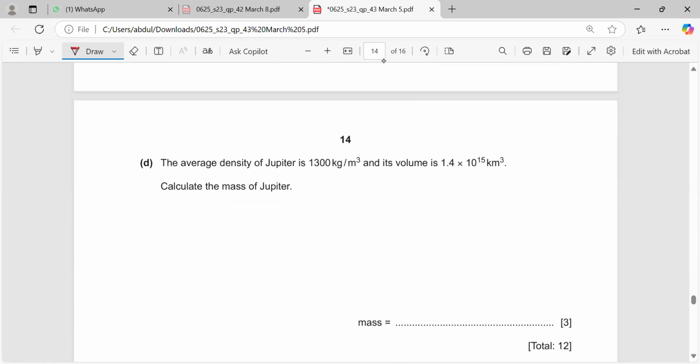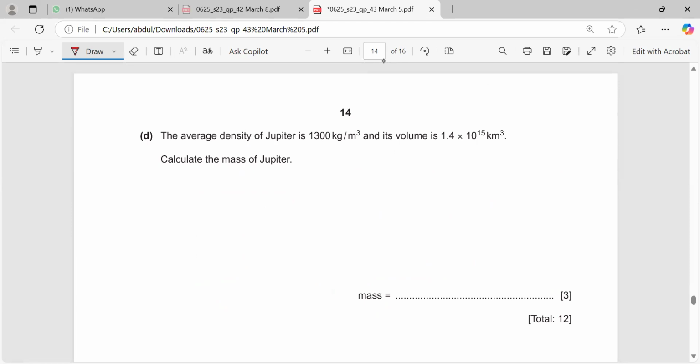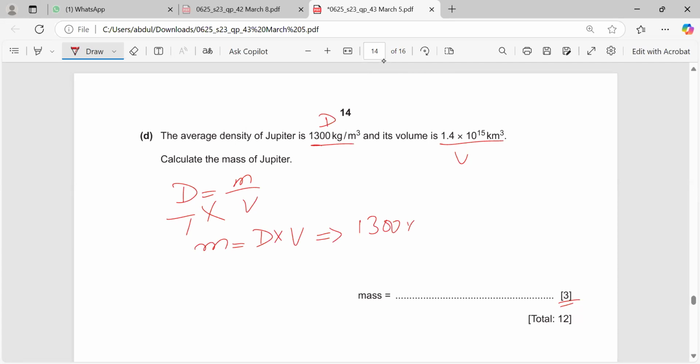Now the average density of Jupiter is this. Density is given and volume is this. Calculate the mass of Jupiter. Be very careful, 3 marks are there due to some reason. So density is equal to mass per unit volume. Cross multiply, mass will be equal to density times volume. So density is 1300 times volume is 1.4 times 10 raised to power 15 times 10 raised to power 9.